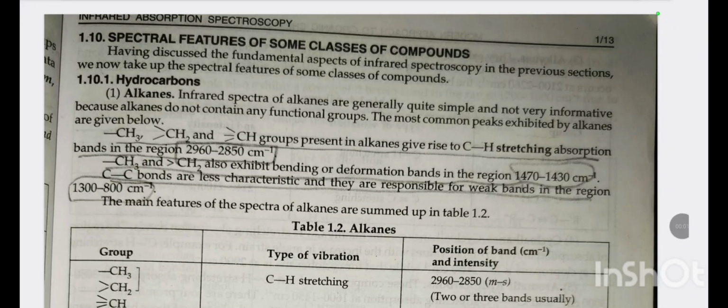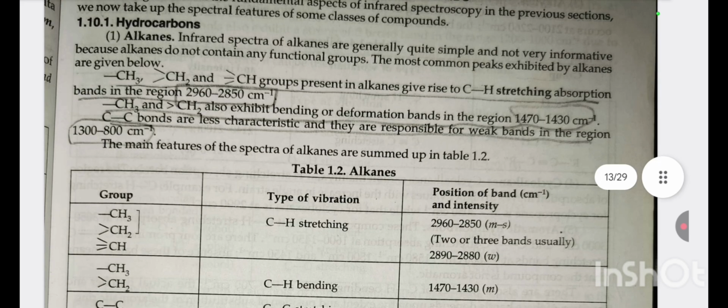Alkanes. Infrared spectra of alkanes are generally quite simple and not very informative because alkanes do not contain any functional group. The most common peaks exhibited by alkanes are given below: CH3, CH2, CH3, CH stretching absorption in the region of 2960 to 2850 centimeter inverse.